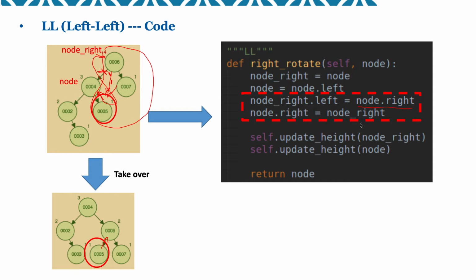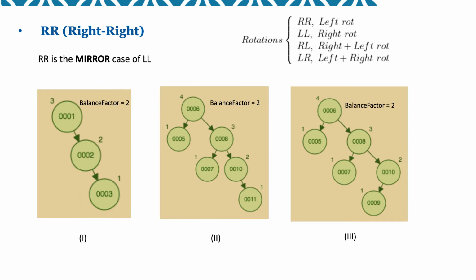So the code basically completes this process, and you can find it in my code and debug by yourself. It's easy to understand. Okay, later on you will want to update the height of each node. So basically keep the height of each node up to date for later use.